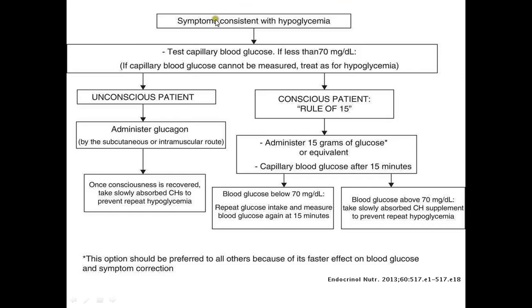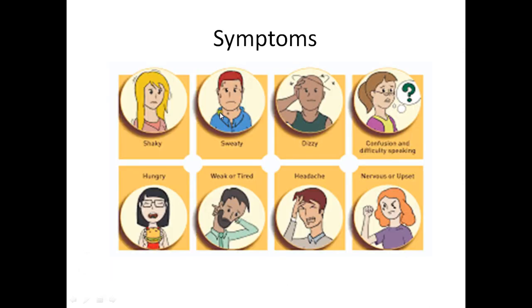So when symptoms are consistent with hypoglycemia, what you do is quickly check a capillary blood glucose. If less than 70, treat. And if you cannot check, treat anyway. So your patient has come, he is shaky, he is sweaty, he is diabetic.